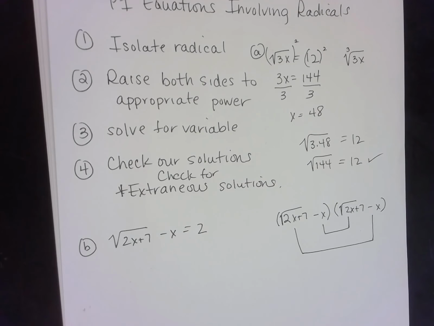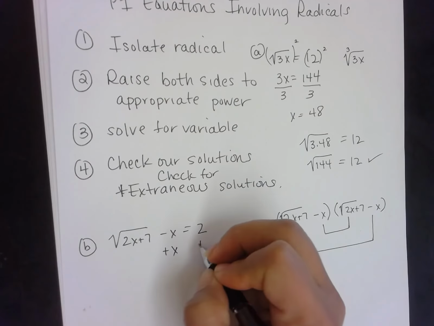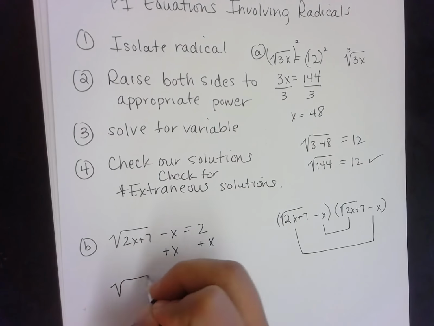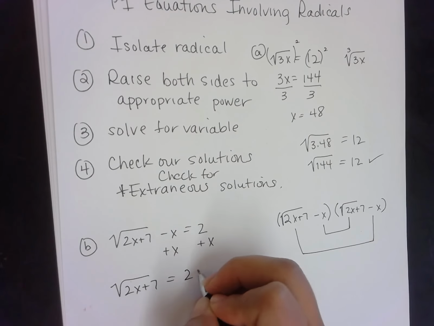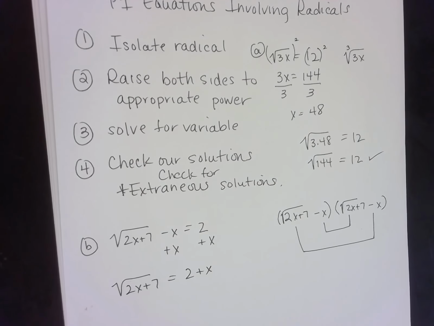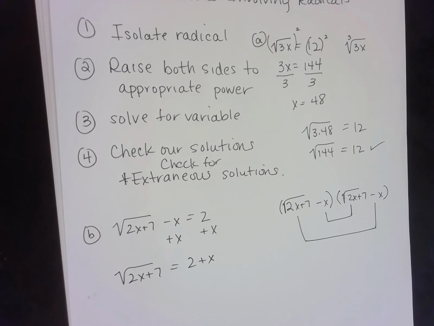So I want to move the x to the other side of the equation. So I'm going to add x here and add x here. So I end up with the square root of 2x plus 7 is equal to 2 plus x. I could have written x plus 2, it doesn't really matter. All right, so now I'm ready to move on to step 2.